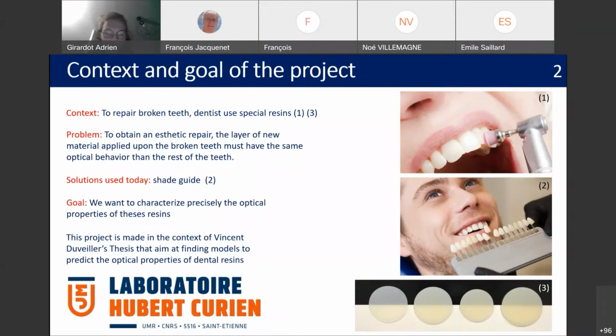most of the dentists today use shade guides, which won't take into account the fact that the perception of the color of a tooth depends upon the current illuminant in the room. And therefore, it is necessary to develop new methods to characterize and to measure precisely the optical properties of this resin. And this was the goal of our project.